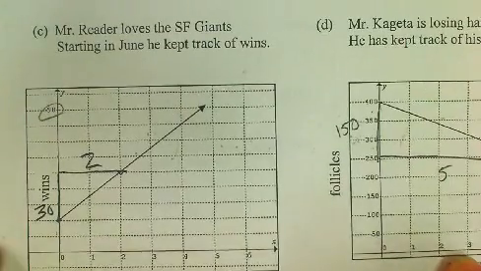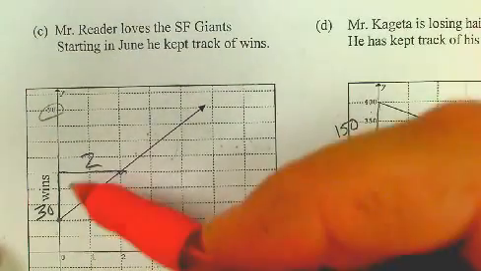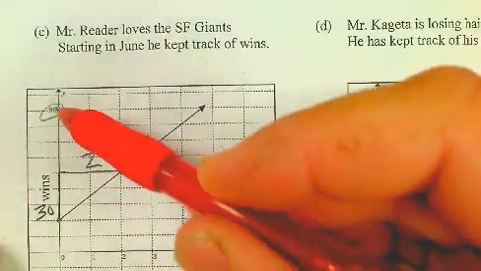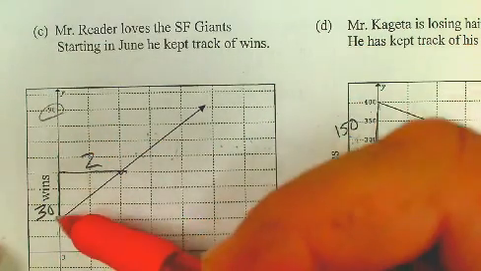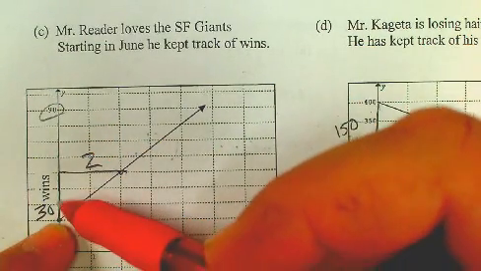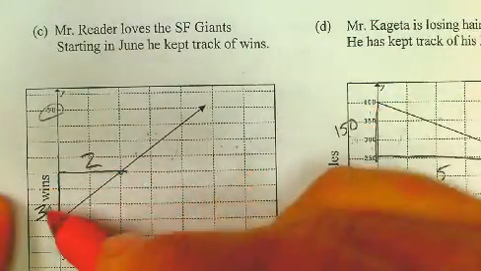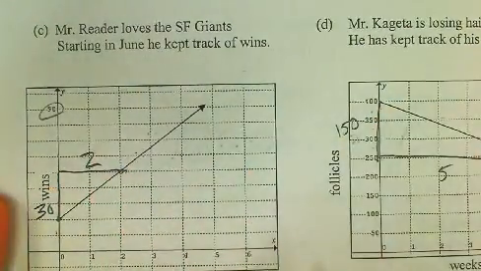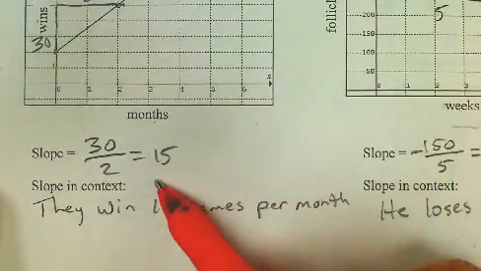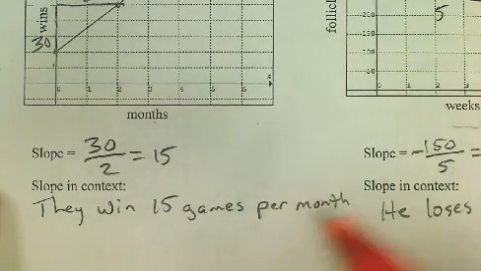Let's see, we've got wins for the Giants here. So we've got 90. So each one's worth 10. So that's 10, 20, 30. 30 over 2 months. So that's 15 wins. When you divide it, they will win 15 games per month. That's what the slope means.